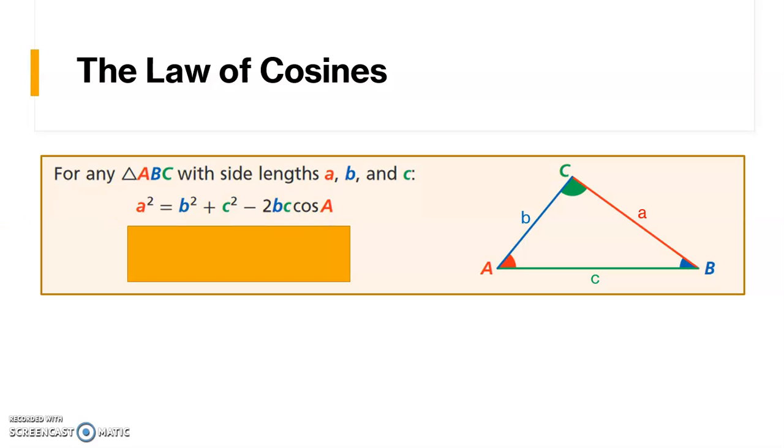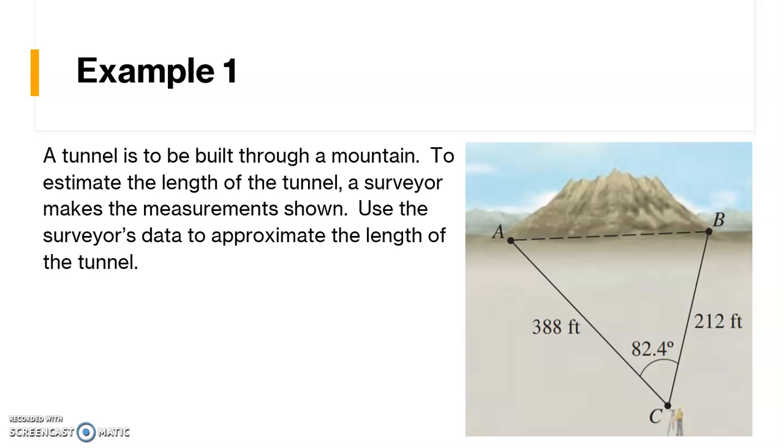Let's see some examples, and hopefully it'll become more clear. In example 1, it says, a tunnel is to be built through a mountain. To estimate the length of the tunnel, a surveyor makes the measurements shown. Use the surveyor's data to approximate the length of the tunnel. So notice we have this angle. This is the side in question. This is going to be X, or A if you prefer. And then we have these other two sides. So try to put them into the law of cosines formula, and then try to solve for C. Pause the video to do that, and then press play to see if you did it correctly.